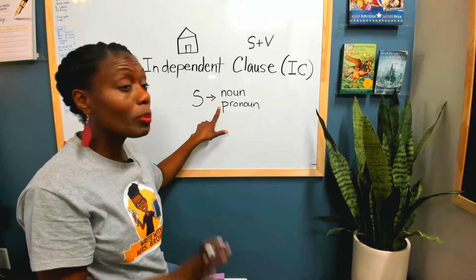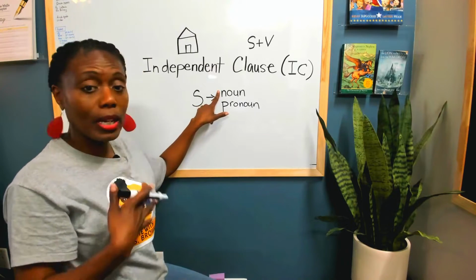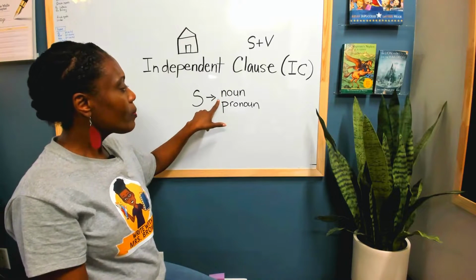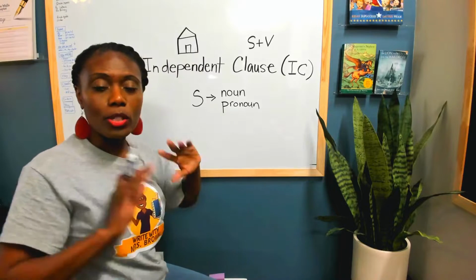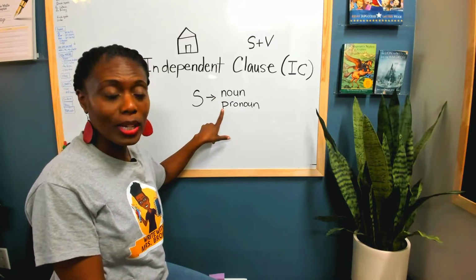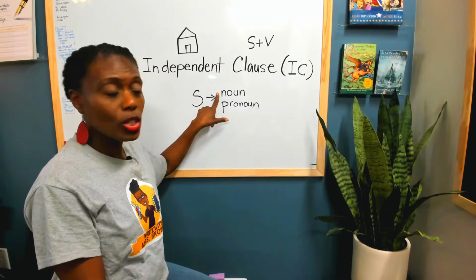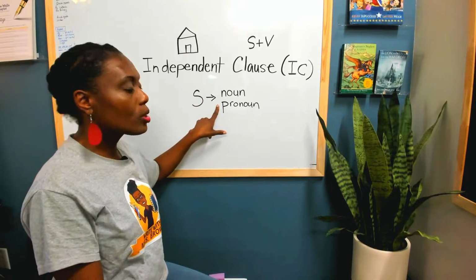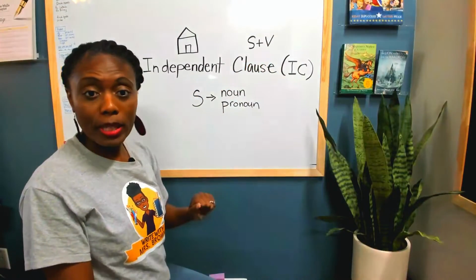A pronoun to replace the noun to avoid repetition for Mrs. Brown would be she. Maybe for plant or pen, you would say it. If we're talking about a group of people, you would say they as a pronoun. So a subject can be a noun or a group of words that's functioning as a noun. A subject can also be a pronoun. Next up, we have verb.